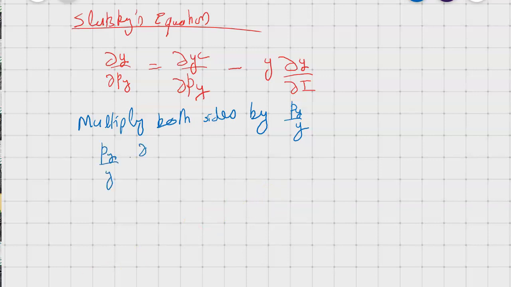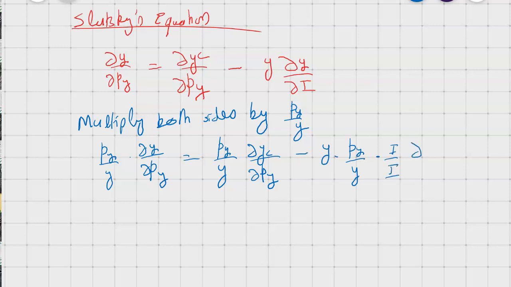So multiplying both sides by py over y, we get py over y times del y del py on the left hand side. And then on the right hand side, we get py over y times del yc over del py. And then we will do one additional trick to the next expression. Not only will we multiply this by py over y to keep things same with everything else, we'll also multiply and divide this by I. And once we do this, you will see the logic of this clear in just a minute.